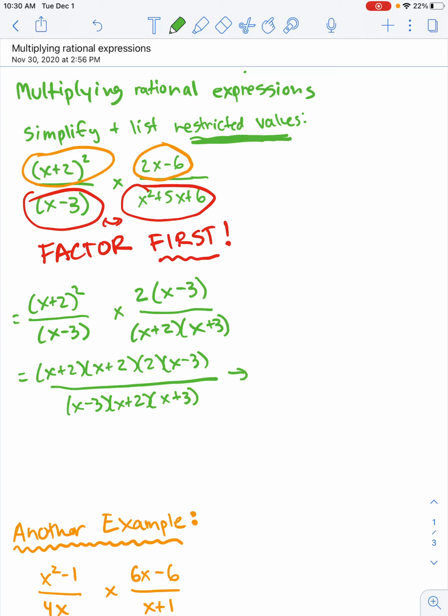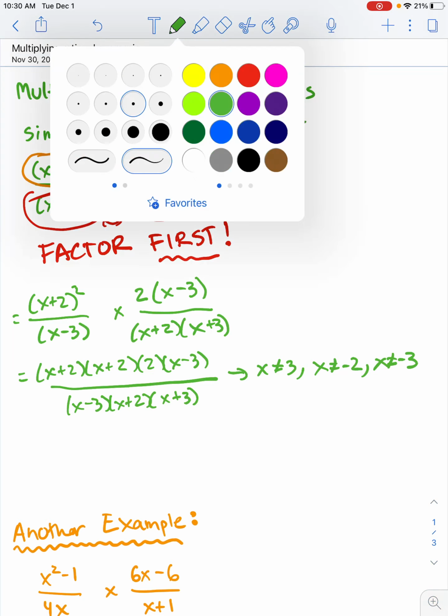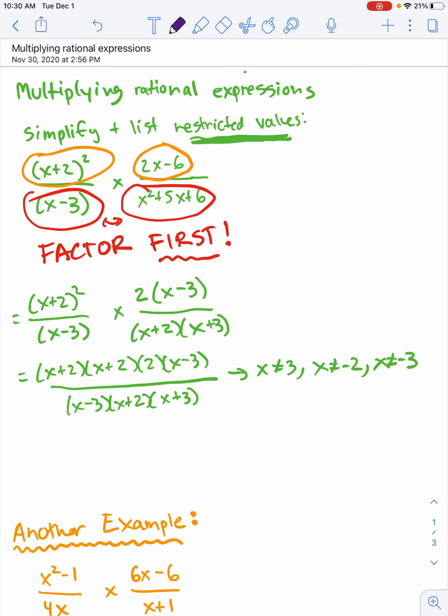So remember, our denominator cannot be equal to 0, so that means that x cannot be equal to 3, x cannot be equal to -2, and x cannot be equal to -3. Okay, now that I have my restricted values, I can start canceling.